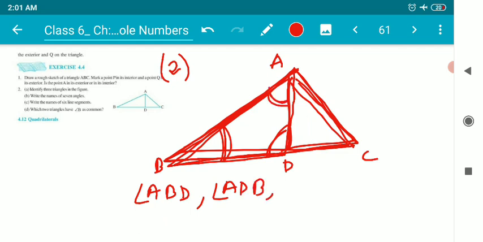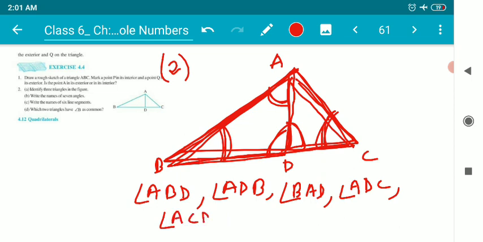Now this angle ADB, angle ADB. Next one is this angle BAD, angle BAD. Next angle this one, angle ADC, angle ADC. Next one is this one, angle ACD, angle ACD. Next is this angle CAD, and next one is this, the bigger one, angle BAC. So children, the names of all these 7 angles are written.